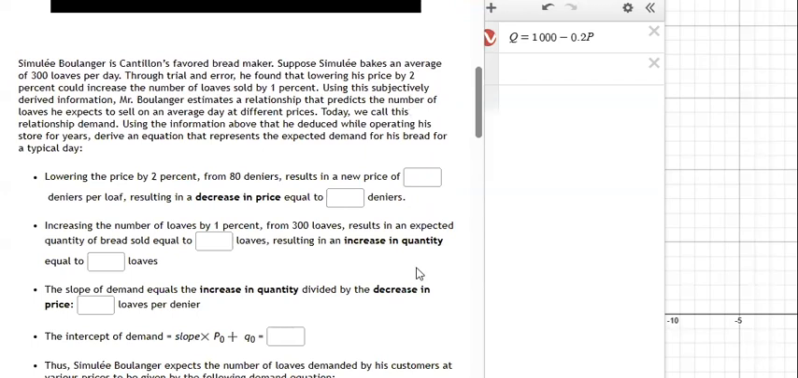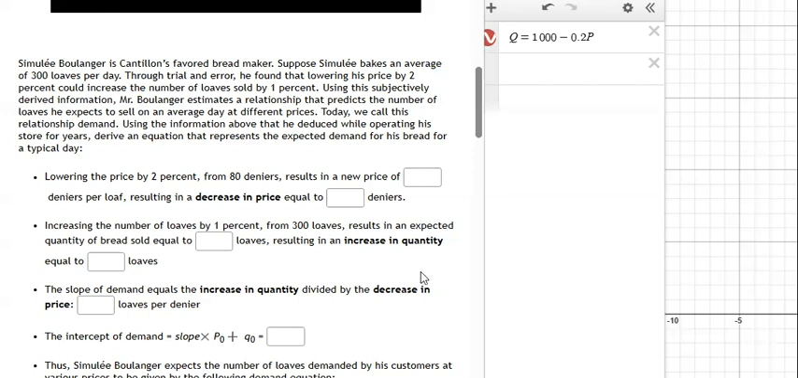Simile Boulanger is Cantillon's favored bread maker. Suppose Simile bakes an average of 300 loaves per day. Through trial and error, he found that lowering his price by 2% could increase the number of loaves sold by 1%. Using this subjectively derived information, Mr. Boulanger estimates a relationship that predicts the number of loaves he expects to sell on an average day at different prices. Today we call this relationship demand. Using the information above that he deduced while operating his store for years, derive an equation that represents the expected demand for his bread for a typical day.